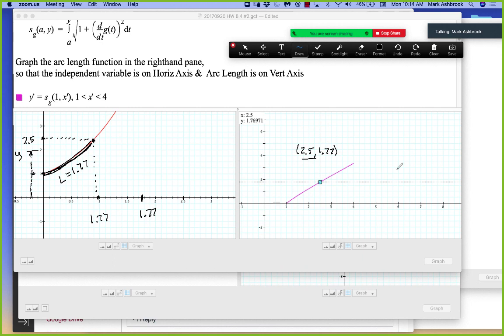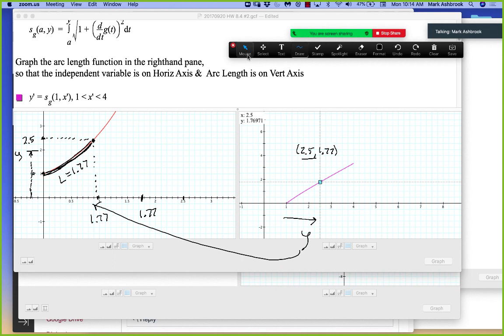That's exactly what this function is telling us. For any y value over here, the y values on this graph tell us how much arc length along the red curve. Does it make sense? Yeah, thank you.